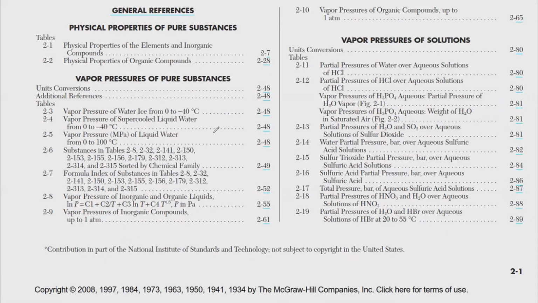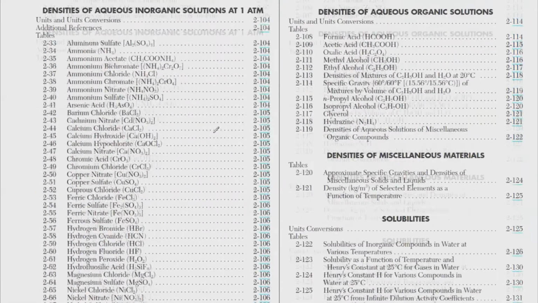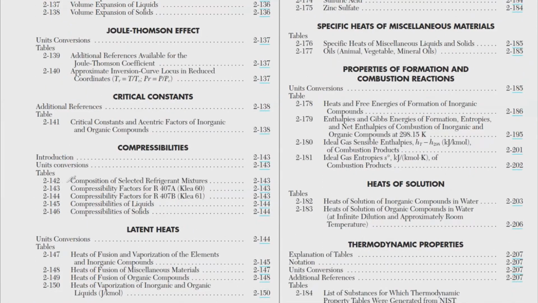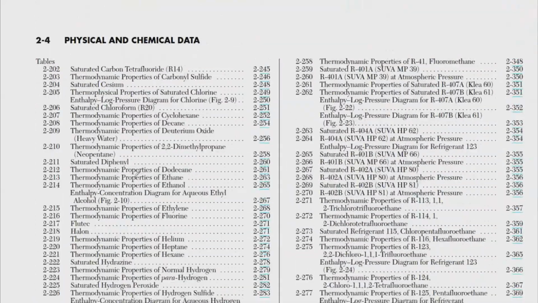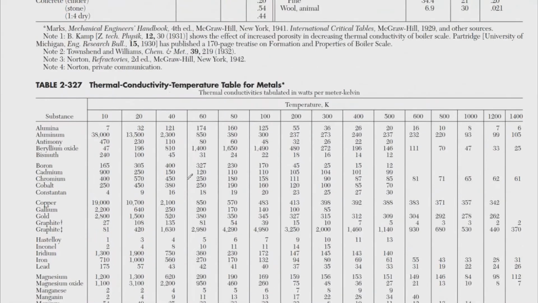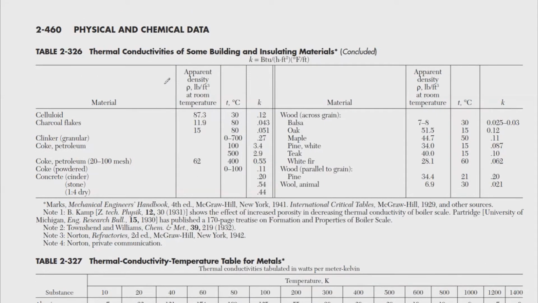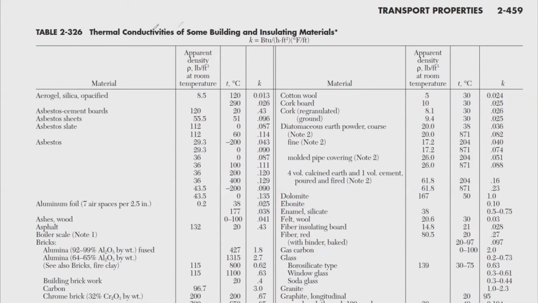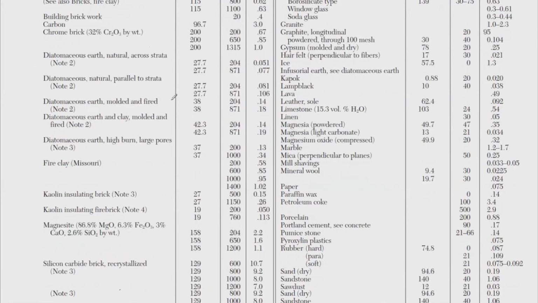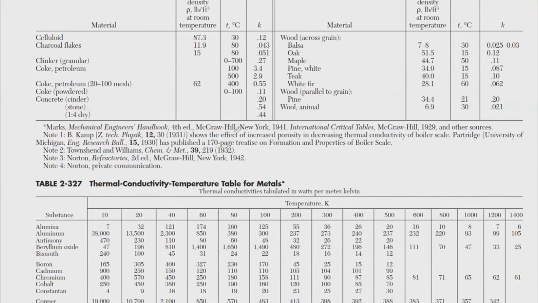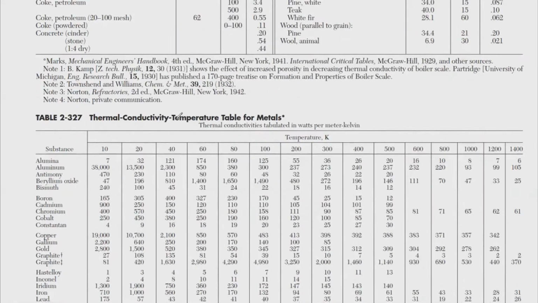It goes from the physical properties to the densities and all these solubilities, but the most important thing here is under the thermal conductivities, which is also under 2-460. We've already used this table before, table 2-326, and if you browse the next pages, you will get a lot of thermal conductivity temperature tables for metals and all other metals, including the alloys.